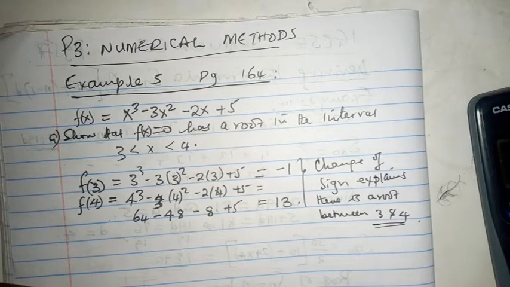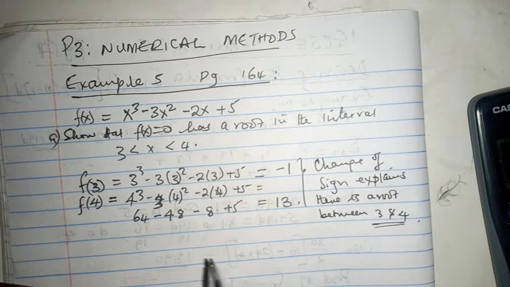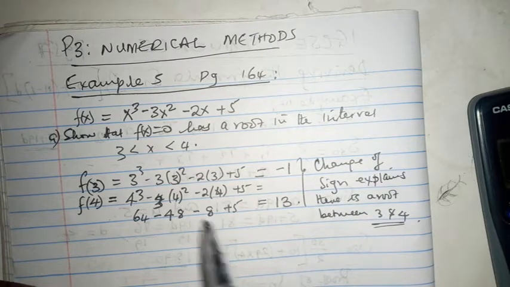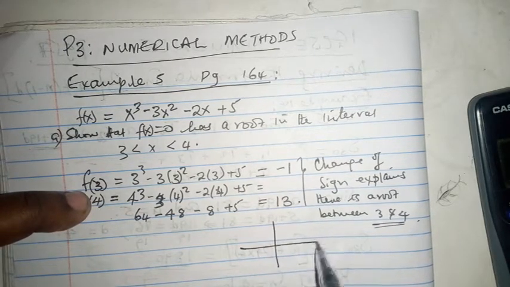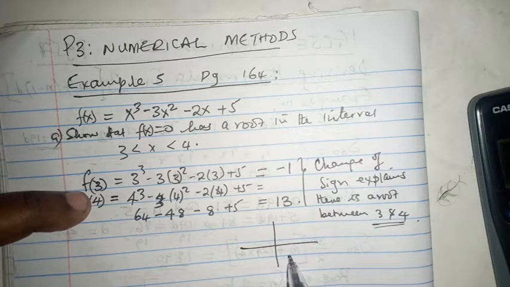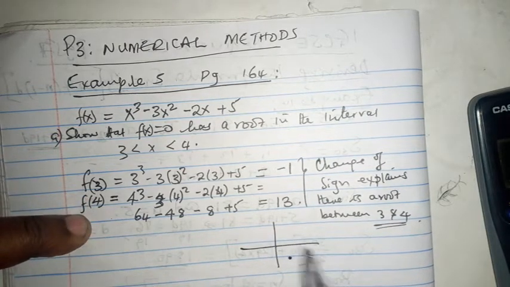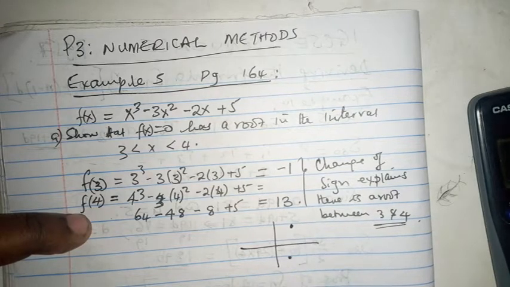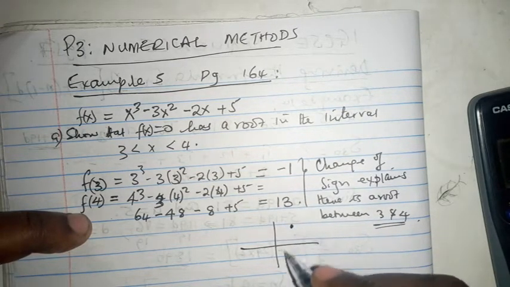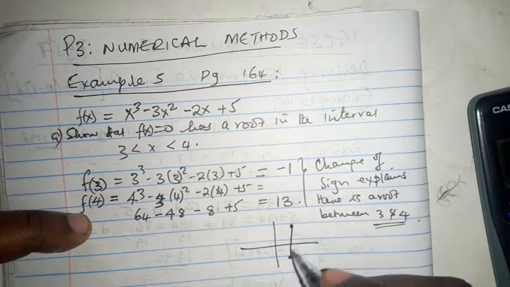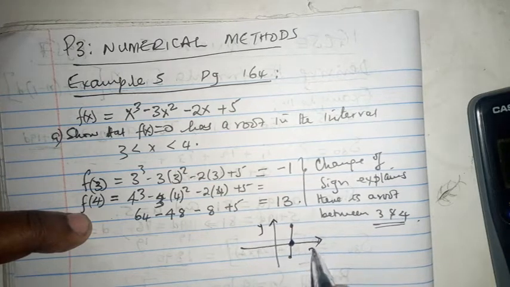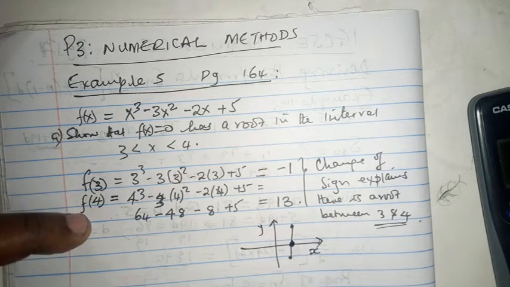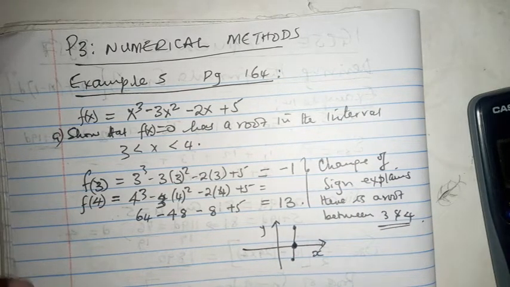The change of sign means that if you draw the graph, f(3) is on the negative side of y and f(4) is on the positive side of y. So whatever the shape of the graph, it is going to be crossing the x-axis, and this is when f(x) equals 0. That explains everything.